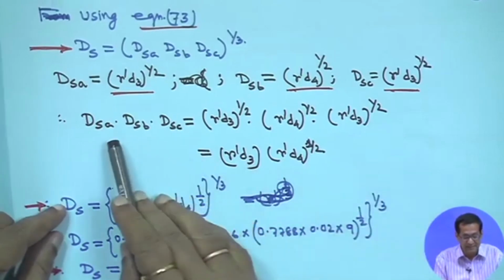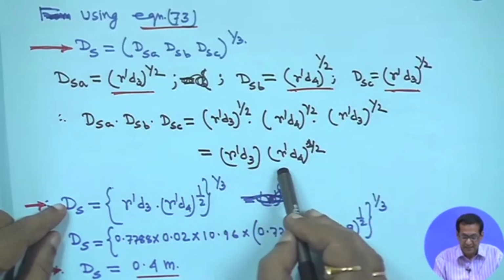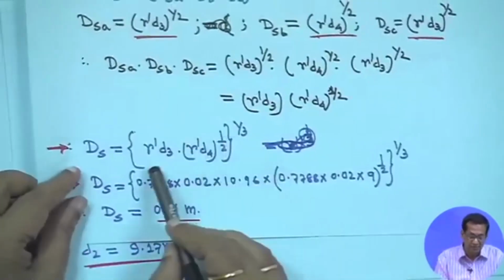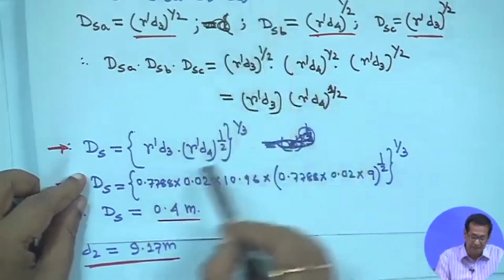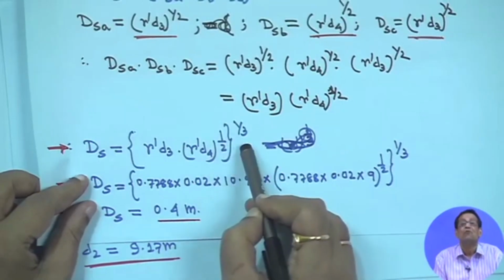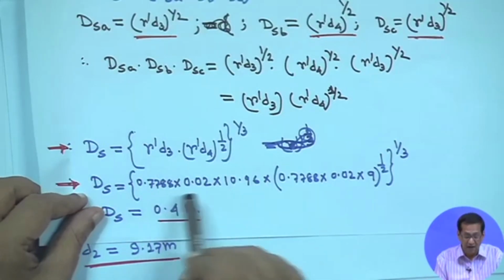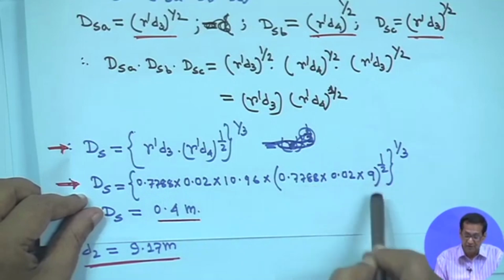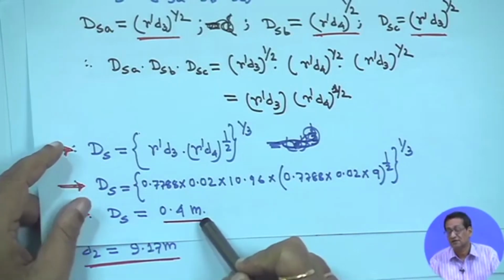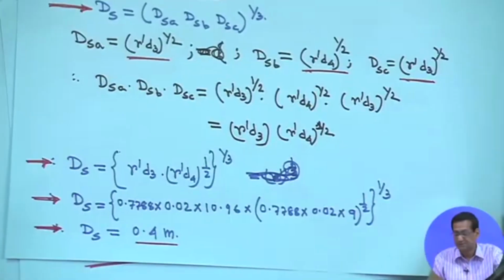So, multiply this D_SA into D_SB into D_SC, if you multiply all, it is coming R dash D3 into (R dash D4)^(1/2). After multiplying and simplifying, you will get this one. Therefore, D_S is equal to (D_SA × D_SB × D_SC)^(1/3), that is (R dash D3 × (R dash D4)^(1/2))^(1/3), right. Substitute all these values, R dash is 0.7788, R is 0.02, similarly here also, and simplify, you will get D_S is equal to 0.4 meter, right. So, D_EQ obtained, D_S also you have obtained.